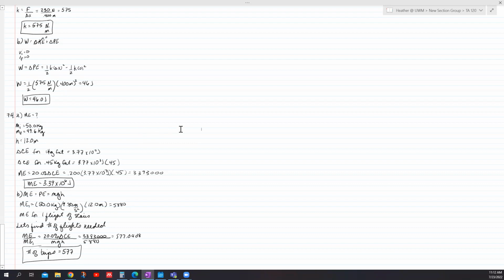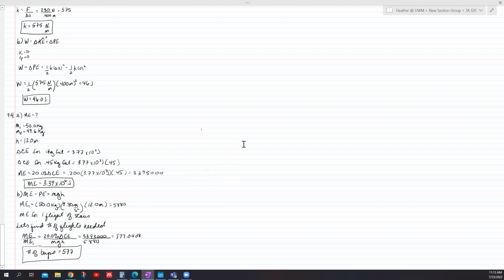So we know that the change in chemical energy for 0.45 kilograms of fat is going to be... Our change of chemical energy for 1 kilogram of fat is going to be 3.77 times 10 to the 7 joules. They've given us that. And for 0.45 kilograms of fat, it's just going to be 3.77 times 10 to the 7 times 0.45.